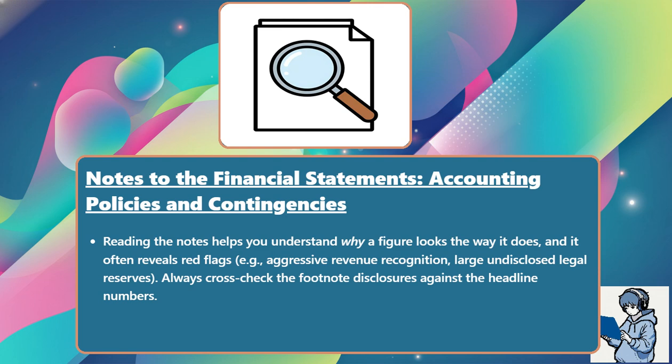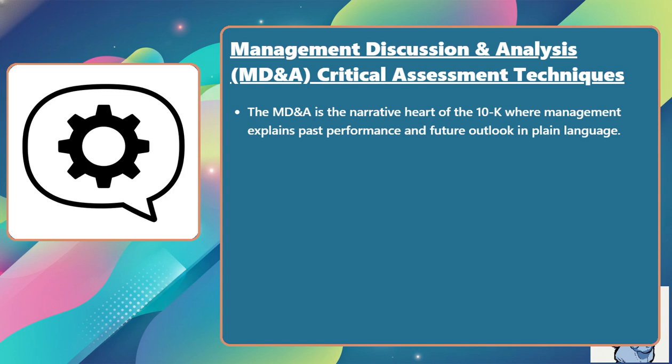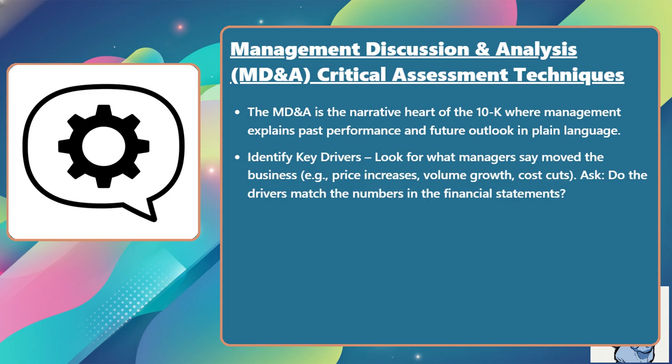Always cross-check the footnote disclosures against the headline numbers. The MD&A is the narrative heart of the 10-K, where management explains past performance and future outlook in plain language. Identify key drivers: look for what managers say move the business, for example, price increases, volume growth, cost cuts. Ask, do the drivers match the numbers in the financial statements?